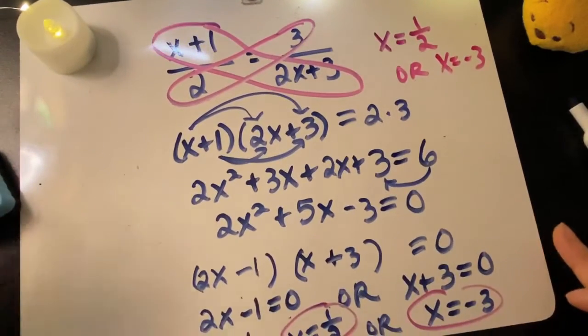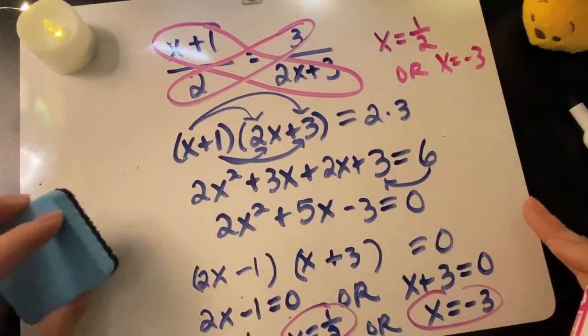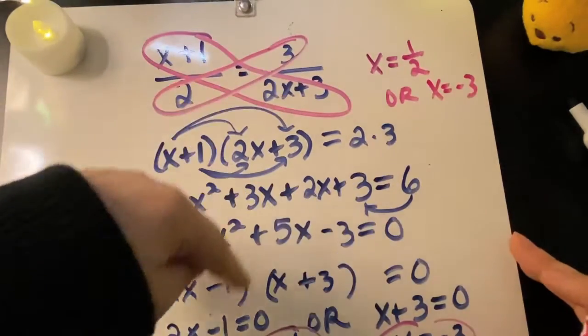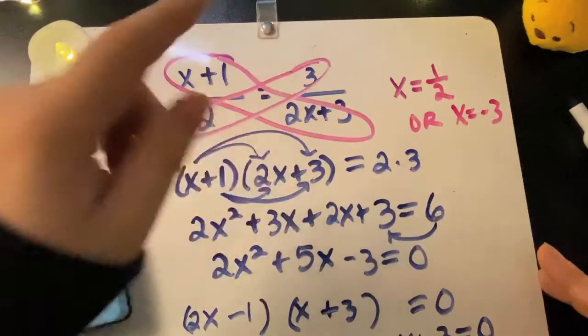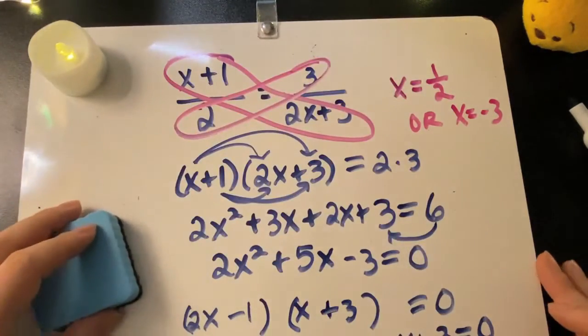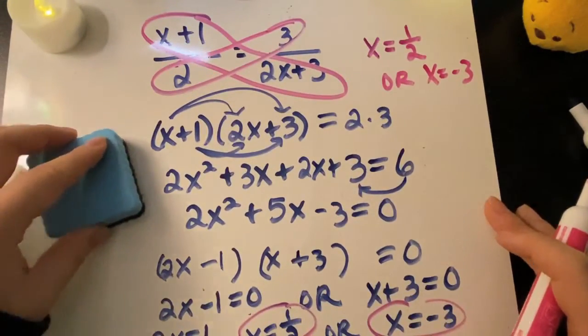Okay, are you ready to erase this? We're going to just quickly check over. It's always a good idea to plug back in, just in case you end up with a denominator of 0 or something and you want to eliminate one of the answers. You ready? Okay, good.